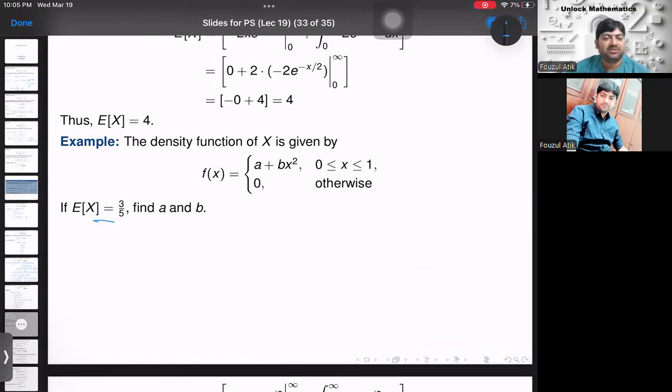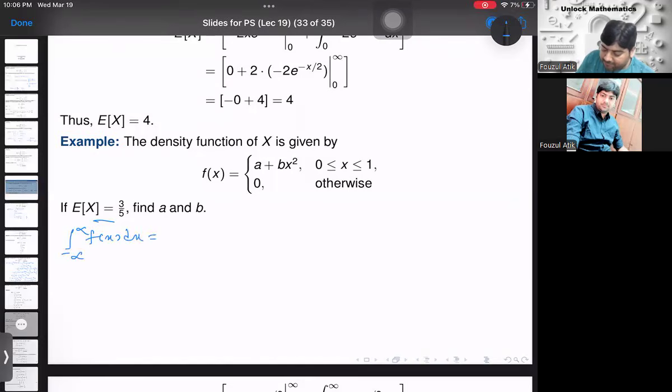Now this kind of example we may have done in our calculus courses. So you have two unknowns, a and b, so you need two equations to solve it, right? We have two conditions as well. We know that for a probability density function the total sum is 1. Why don't we apply that? So the integration from minus infinity to infinity of f(x) dx should be 1, right?